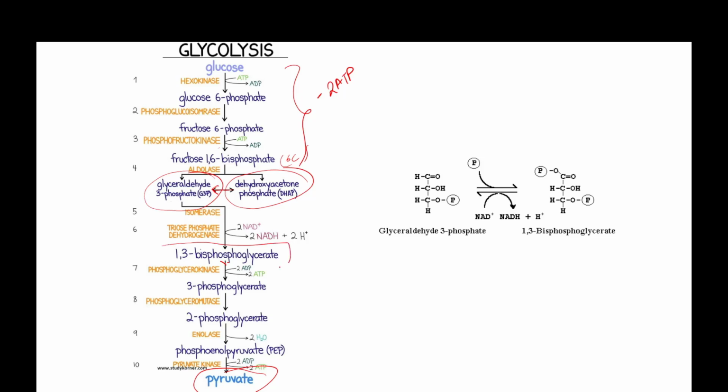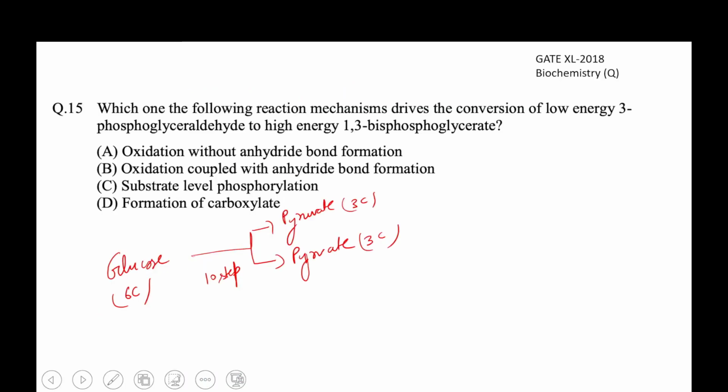So in the question, it has been asked which one of the following reaction mechanisms drives the conversion of low energy 3-phosphoglyceraldehyde to high energy 1,3-bisphosphoglycerate. Okay. So here we have 3-phosphoglyceraldehyde and here we have 1,3-bisphosphoglycerate, which is a glyceric acid also. So it is going from aldehyde to acid conversion. What is exactly happening in this aldehyde to acid conversion? Oxidation. Yes, oxidation is happening.